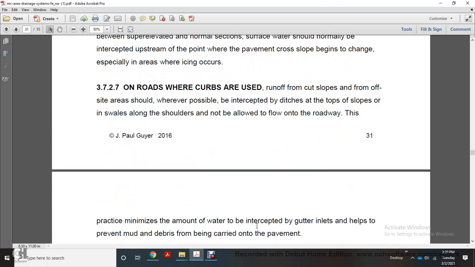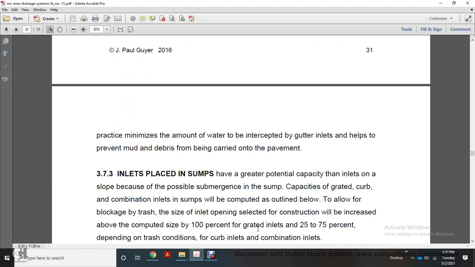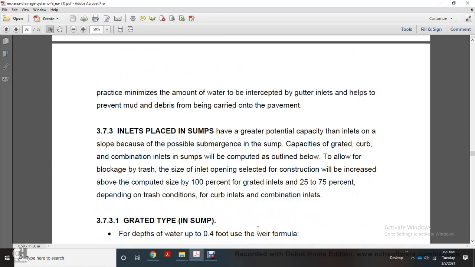This practice minimizes the amount of water intercepted by the gutter inlet and helps to prevent mud and debris from being carried onto the pavement. Inlets placed in sumps have greater potential capacity. Inlets on the slope to cover possible submergence will have some capacity. The capacity for graded, curb, or combination inlets in a sump will be computed as outlined below. To allow for blockage, the size of the inlet opening selected for construction will be increased above the computed size: 100% for graded inlets, and 25 to 75% depending on the debris conditions.